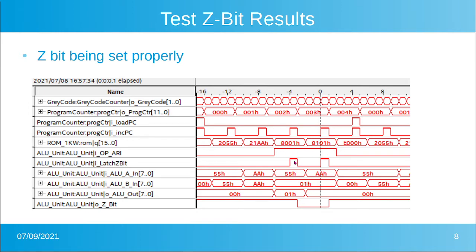We see that the Z-bit latch signal comes here, and here it'll latch up not Z, here it'll latch up Z. So pretty much what we would expect: if you AND a 1 with 55, it should be not 0, so that said not 0. And if you AND an AA with an 01, it should be equal to 0, so the Z flag is set.